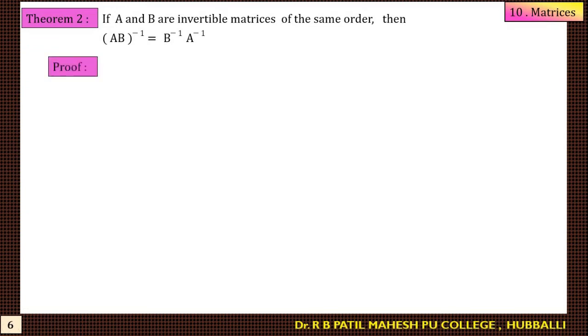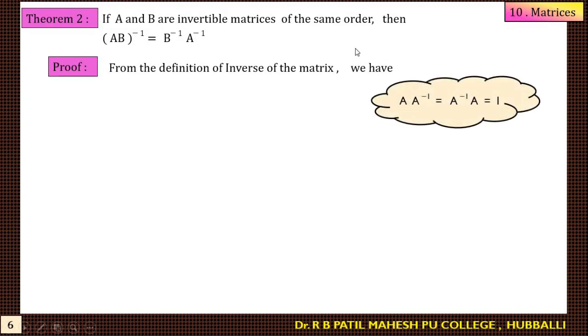Now let me prove this theorem. That is, AB whole inverse is equal to B inverse into A inverse. Now from the definition of inverse of the matrix, A matrix and inverse matrix, or inverse matrix into A matrix, is always equal to identity. Now we have the AB whole inverse term. Therefore AB matrix and AB whole inverse matrix is equal to identity. So AB matrix and its inverse matrix always equal identity by using this definition.